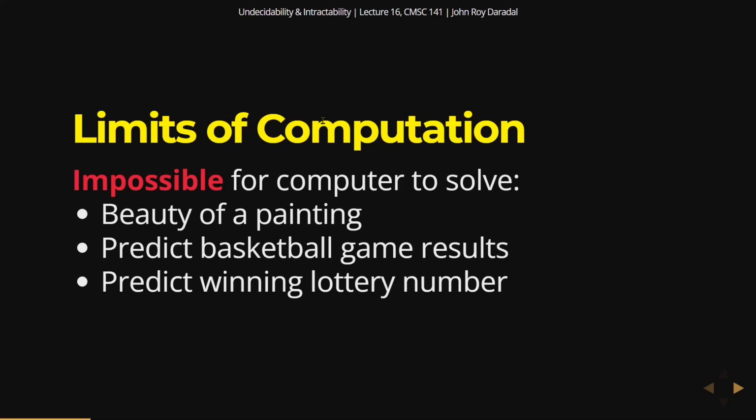Because if there was a computer to solve this, then the lottery would be pointless, right? You could just ask the computer to print out the winning lottery number, so the lotto corporation or association will be bankrupt. So these are just some of the problems that are impossible for a computer to solve, and this is because there's a limit to what can be computed and what cannot be computed. It's called the limits of computation.